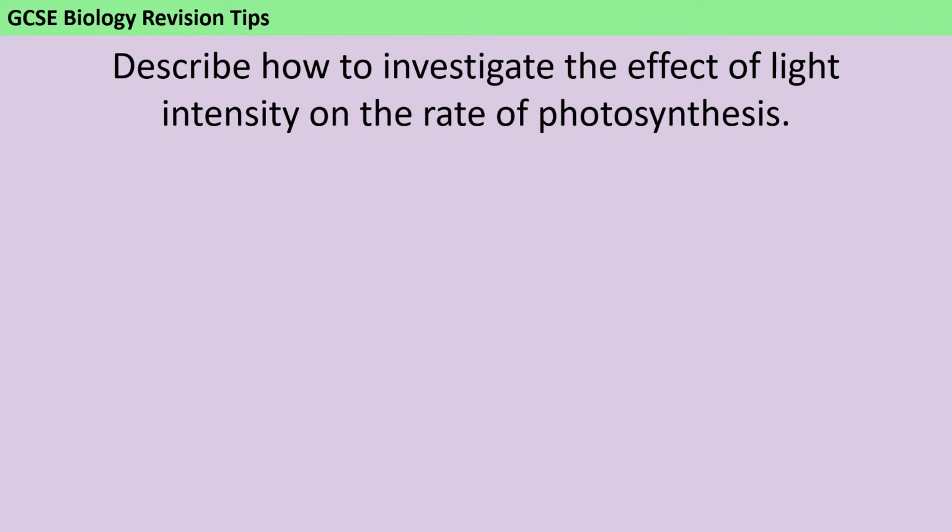Whenever you're asked to write a method for one of the required practicals, or in fact any practical, it's a really good idea to start by identifying the variables and explicitly writing these down on your exam paper. This is going to get your head in the right place, but also it means that when you go back and check your answer, you can make sure that you have actually talked about changing the independent variable, you have talked about measuring the dependent variable, and you have talked about controlling at least one control variable.